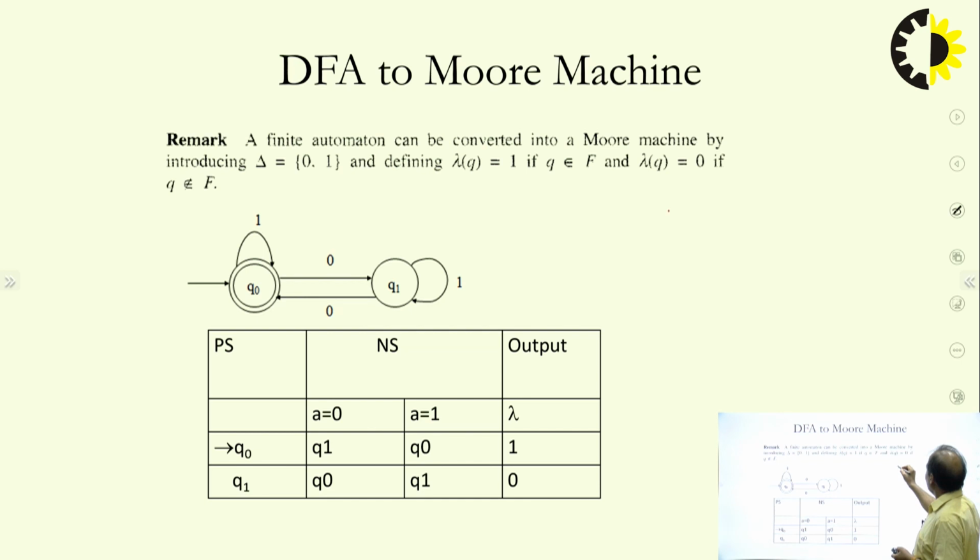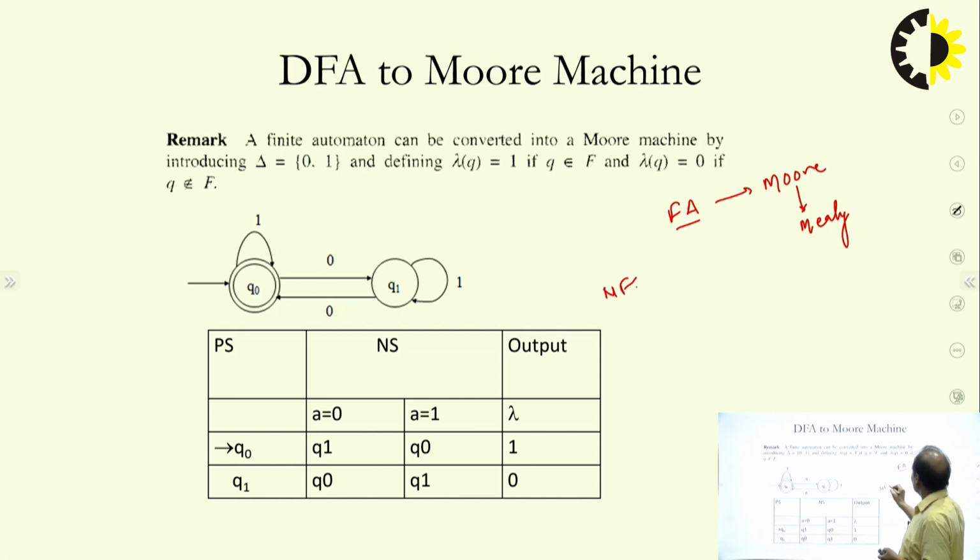In fact, any finite automata can be converted into a Moore machine, and we will see that a Moore machine can be converted into a Mealy machine. So this interconversion is very easy. If you have a finite automata, we can get Moore, and from Moore we can get to Mealy. We know that NFA or NFA with epsilon both can be converted into an equivalent DFA, and this DFA can be converted into Moore, and Moore can be converted into Mealy. So the Moore and Mealy models are more general than the DFA.